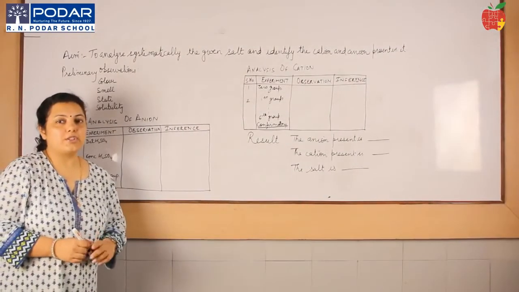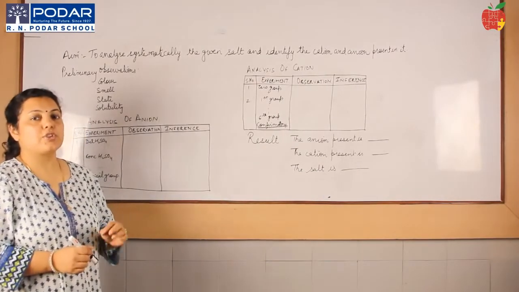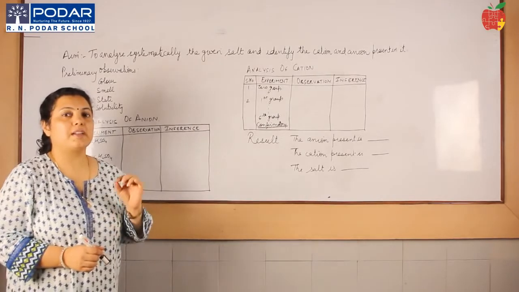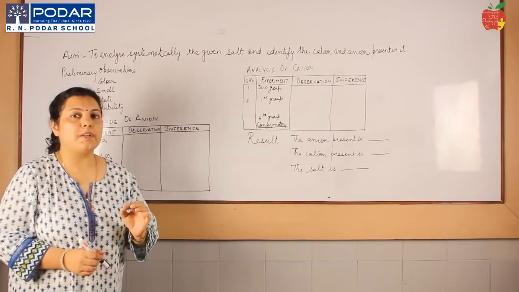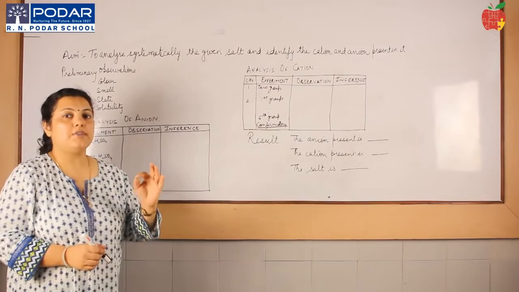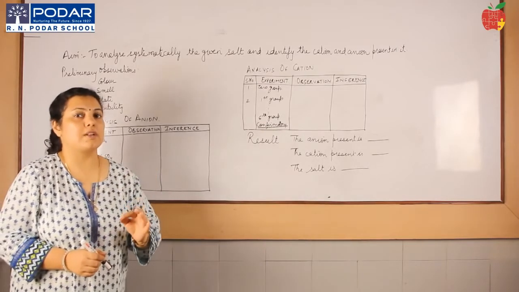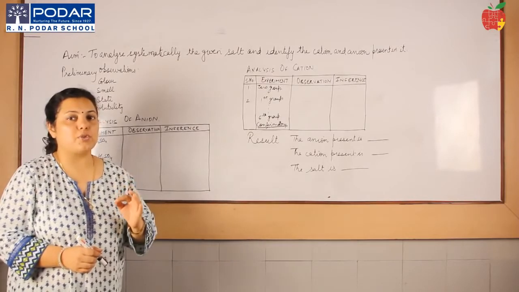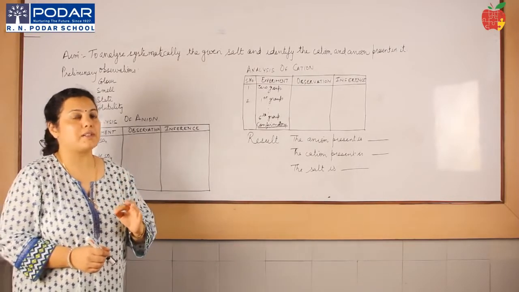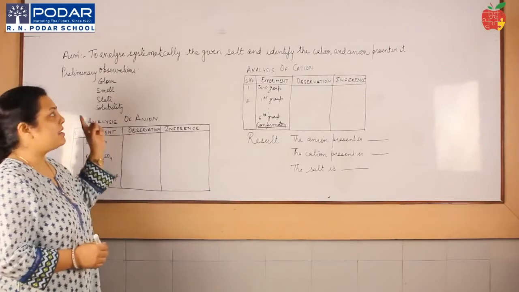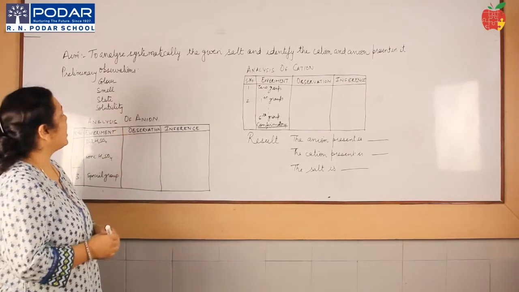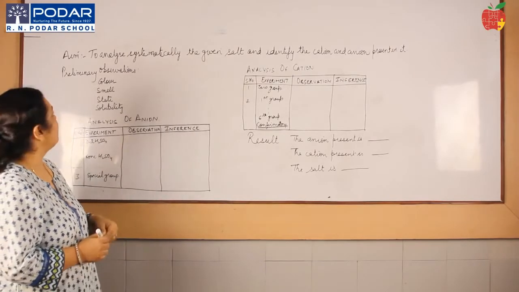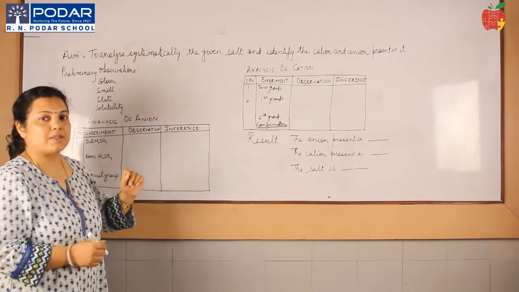After analyzing the salt, it is very important that you should record it properly, because in your boards you have marks for each and everything. Like if you haven't written the aim properly in your answer sheet, you lose marks. If you haven't followed the format, you lose marks. If you have not written in ionic form, you lose marks. So it's very important that you should know how to write the experiment. The first thing that you will write is the aim of the experiment, which is to analyze systematically the given salt and identify the cation and anion present in it. So the aim has to be there.